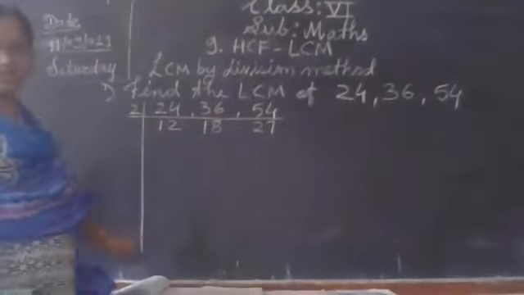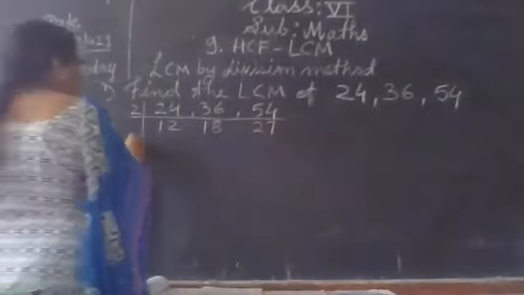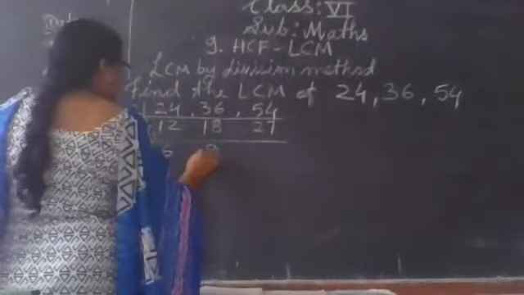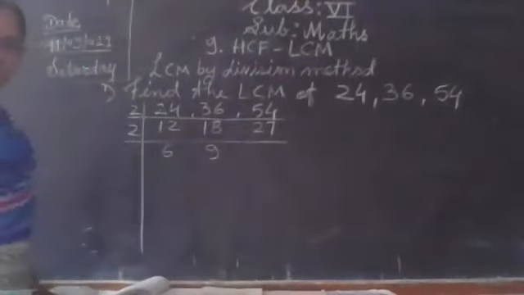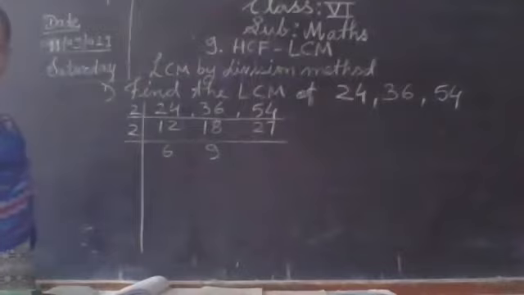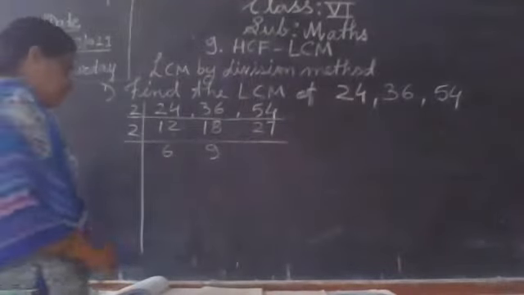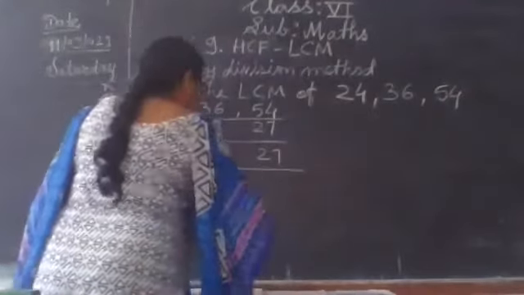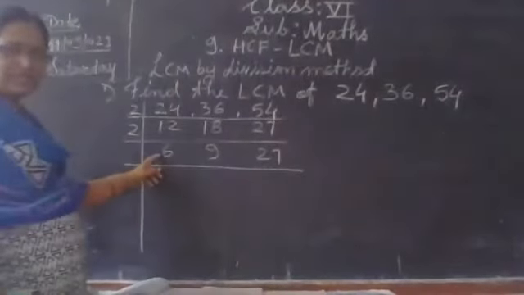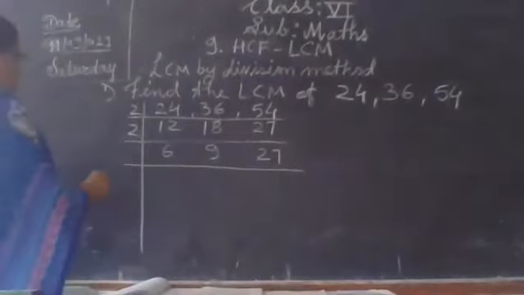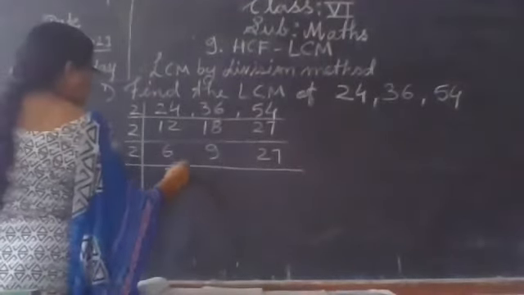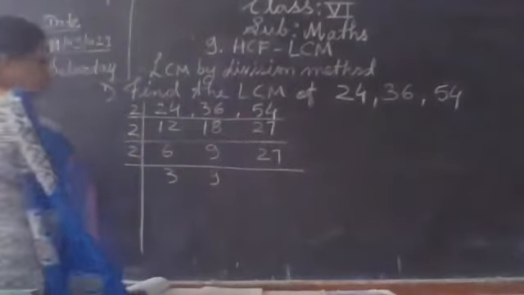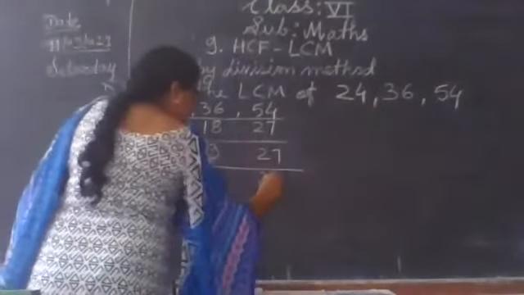Again these are even numbers, so again we will take 2. 2 sixes are 12, 2 nines are 18, and 27 is not divisible by 2. So we will write this number as it is. Yes, 6 is an even number, so again we will take 2. 2 threes are 6. Write down 9 as it is. Why? Because 9 is not divisible by 2. And 27 as it is.